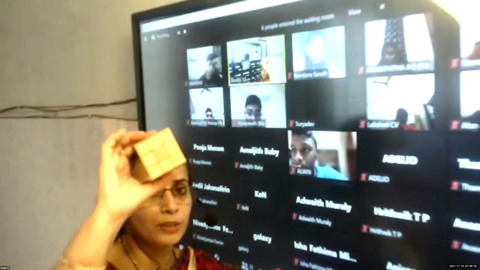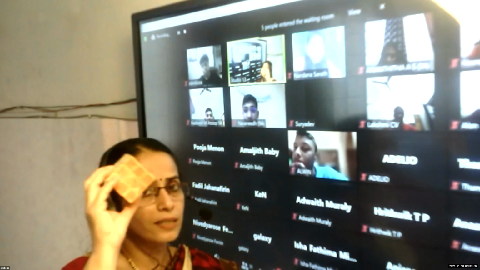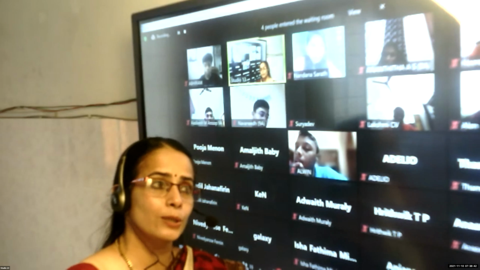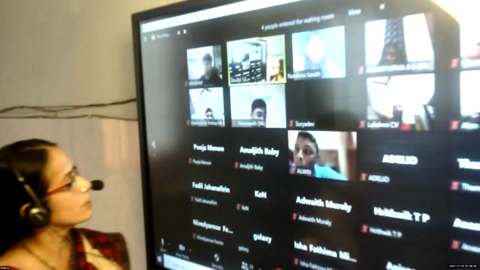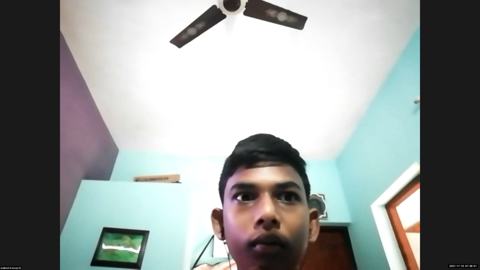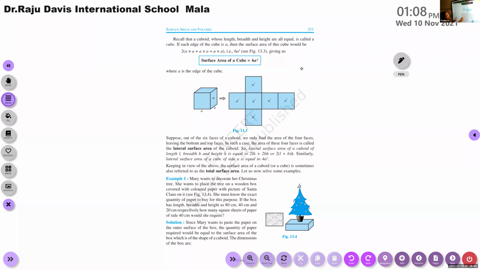So Rubik's cube is an example for a cube, and there are 6 faces. What is the difference between a cuboid and a cube? For a cube, all its sides are equal. So a cube has 6 faces, and this is the figure. When we unfold a cube, there are 6 faces, all having the same shape.